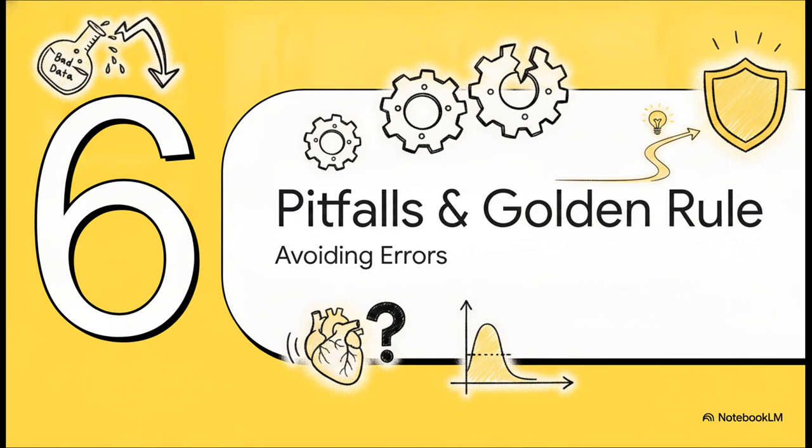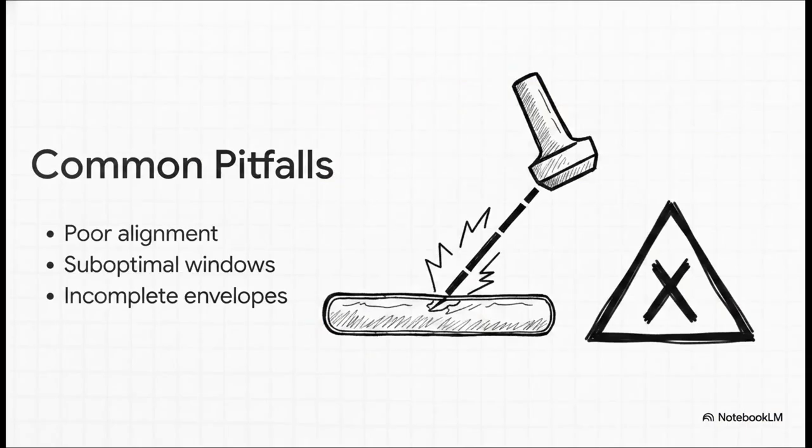Finally, Section 6, Pitfalls and the Golden Rule, Avoiding Errors. Look, even perfect math is going to fail if you feed it bad data. Things like suboptimal acoustic windows, incomplete envelopes, or just ignoring the whole clinical context, those are big pitfalls. But the absolute biggest enemy here is poor Doppler alignment. Your ultrasound beam has to be as parallel to the blood flow as humanly possible. Any angle error, seriously, any at all, will underestimate the velocity.